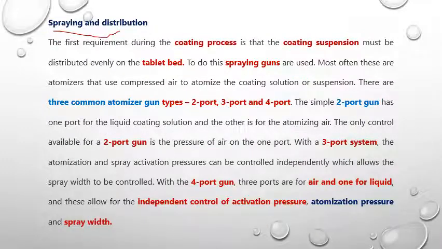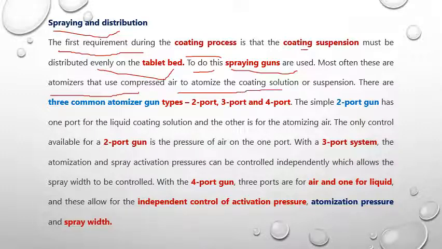Spraying and distribution. The first requirement during the coating process is that the coating suspension must be distributed evenly in the tablet bed. To do this, spraying guns are used. Most often these are atomizers that use compressed air to atomize the coating solution or suspension. There are three common atomizer gun types: 2 port, 3 port and 4 port.